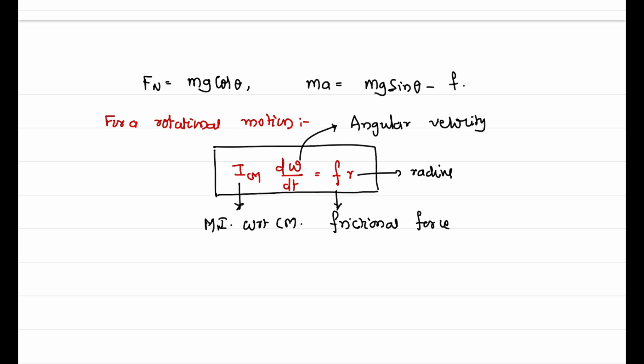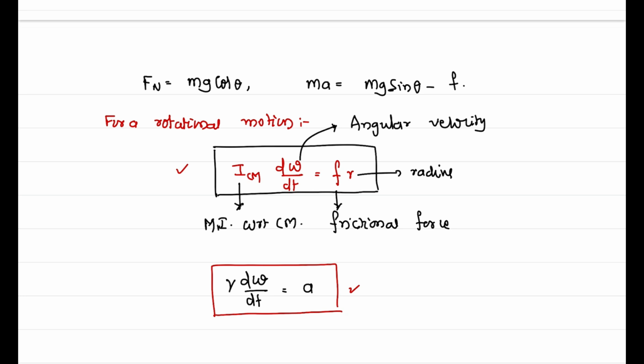d omega by dt. Can you please tell me another concept I want to develop? R into d omega by dt, which we have already explained in the rotational motion, maybe first lecture or second lecture. R into d omega by dt is equal to acceleration. This also you please remember. Refer to my earlier lectures otherwise.